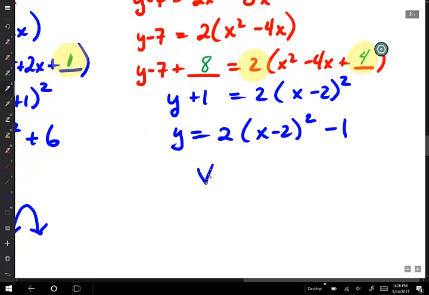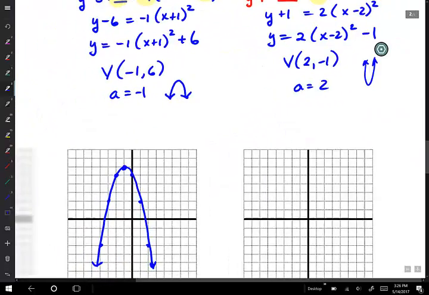From here, the vertex is 2, negative 1. The a value is 2, so be prepared for a little bit skinnier graph, but it is going to be going up. Let's take a look at what this looks like.